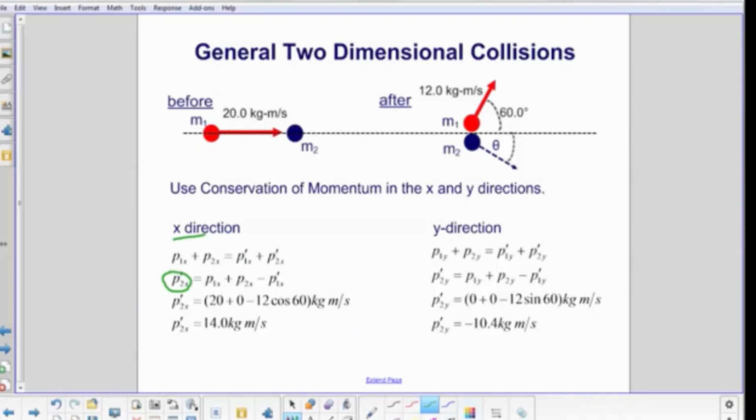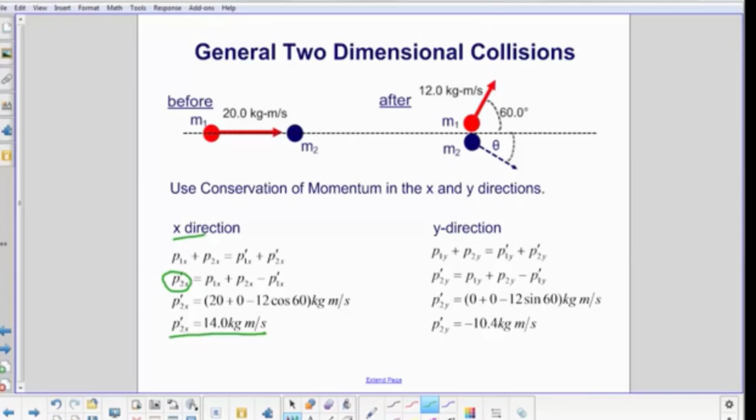We have the initial momentum of object 1 in the x direction is 20 kilogram meters per second. There is no momentum in the y direction. And here's the final momentum of object 1 in the x direction, 12 cosine 60. Keep the units outside here just so we don't have to put them next to each number. And we find that p prime 2x is 14.0 kilogram meters per second.